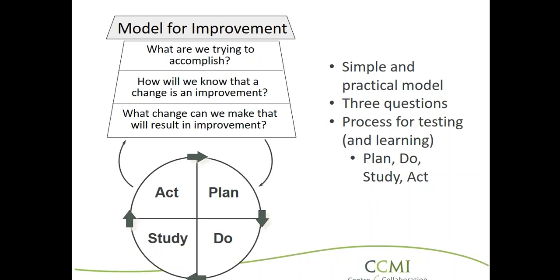It starts you off by asking 3 simple questions to get you going on your quality improvement journey. What are you trying to accomplish? How will you know that a change is an improvement? And what changes can we make that will result in improvement? And then below that is a Plan, Do, Study, Act cycle, which is a rapid cycle tool or technology for testing ideas on a small scale, building knowledge, and building to the point where you can implement.